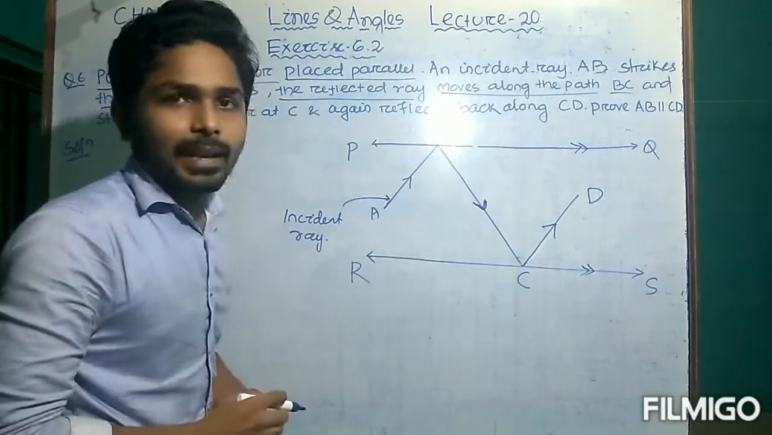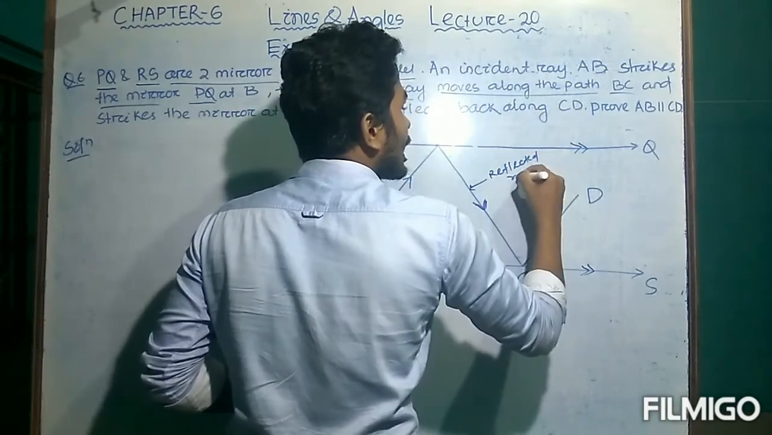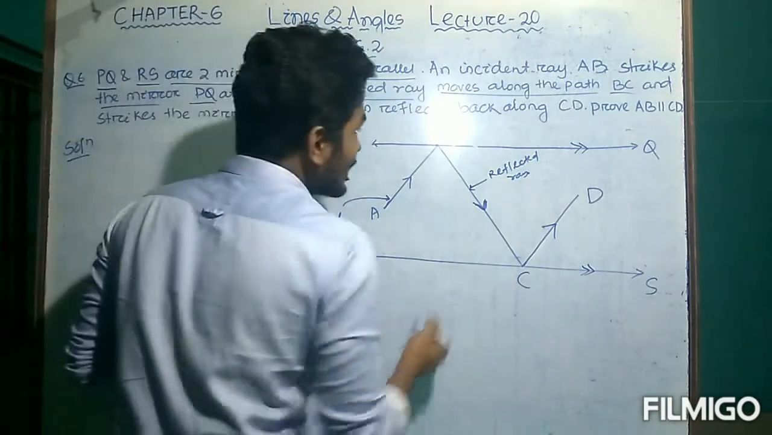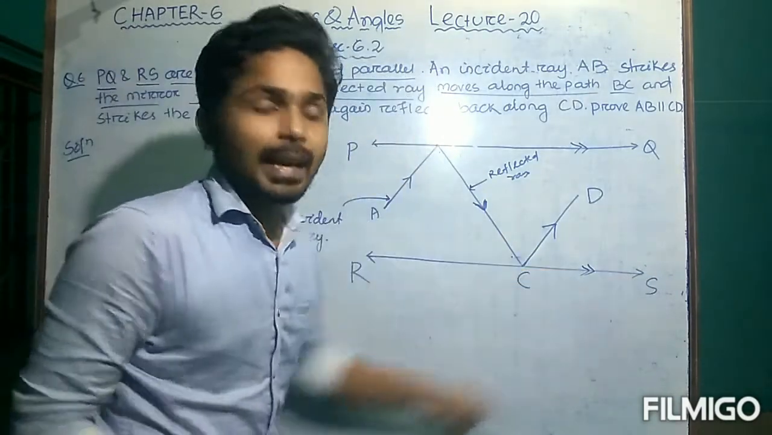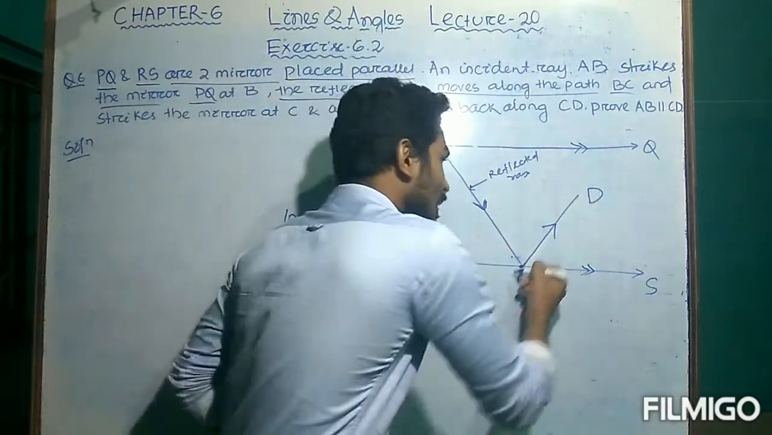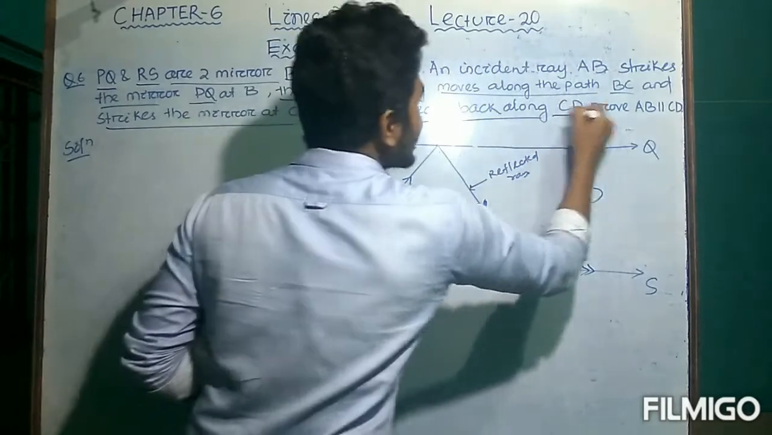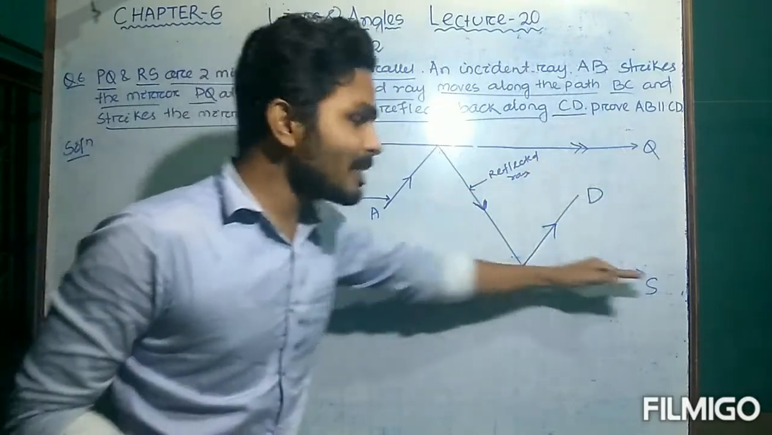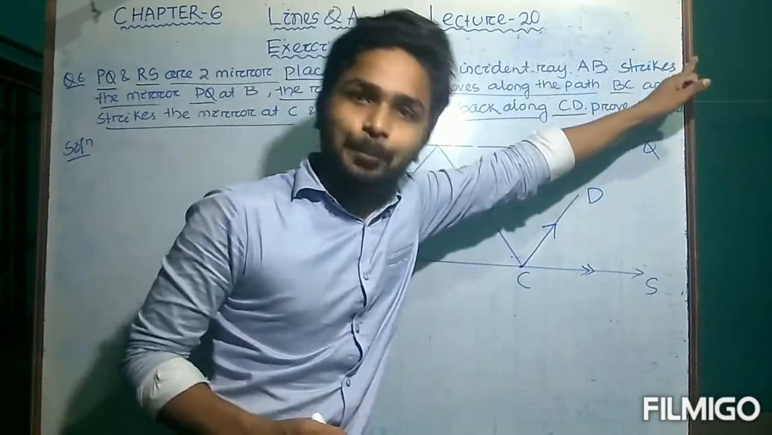So this is the reflected ray, and this is the incident ray, right? The reflected ray strikes the mirror at C. Then what happens? This reflected ray BC again strikes the mirror RS at the point C. So it will again reflect back, in the direction CD. Okay, so this is the basic question. These are the two mirrors. This is the incident ray which strikes at B, is reflected back, strikes at C and is again reflected back.